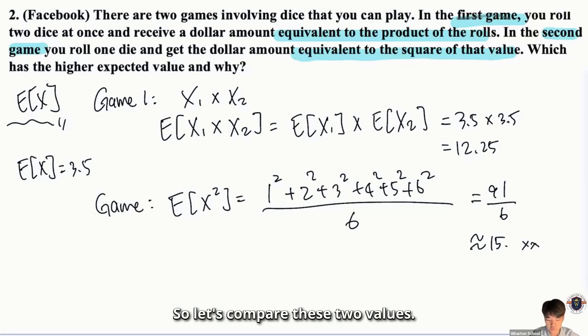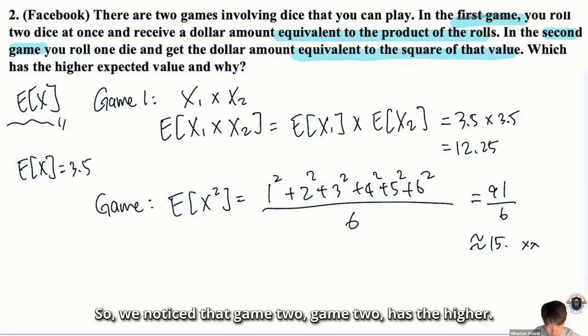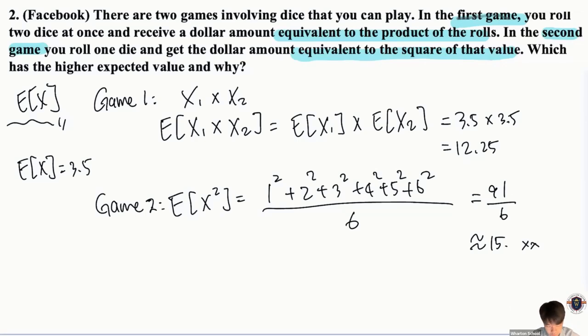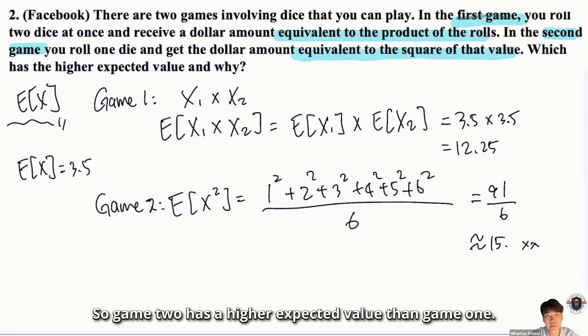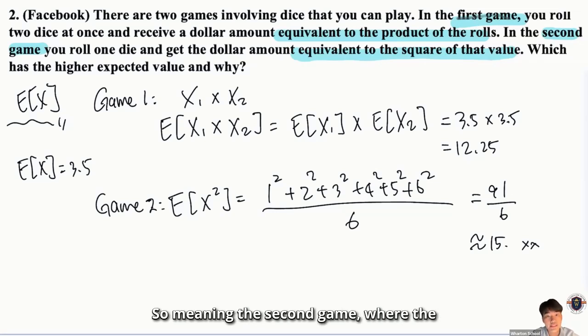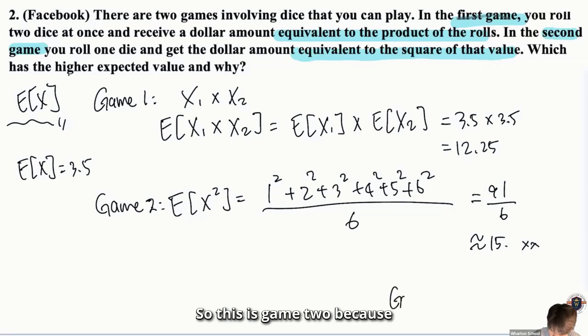So let's compare these two values. We notice that game two has the higher expected value than game one. Meaning the second game, where the dollar amount is the square of the roll, has a higher expected value, right? So this is game 2 because we have a higher expected value.